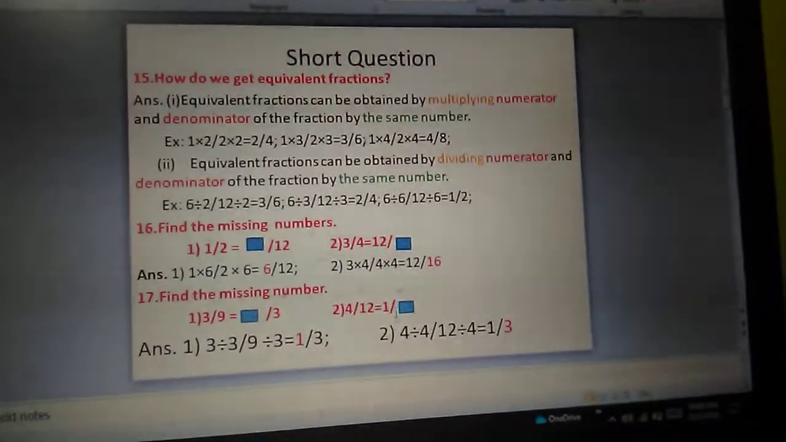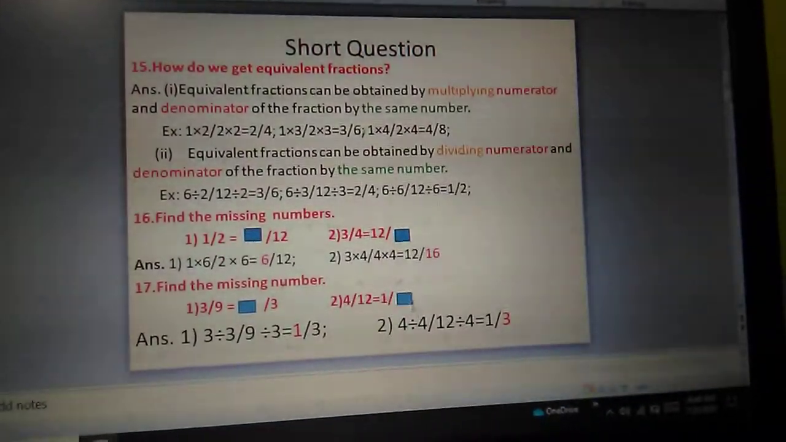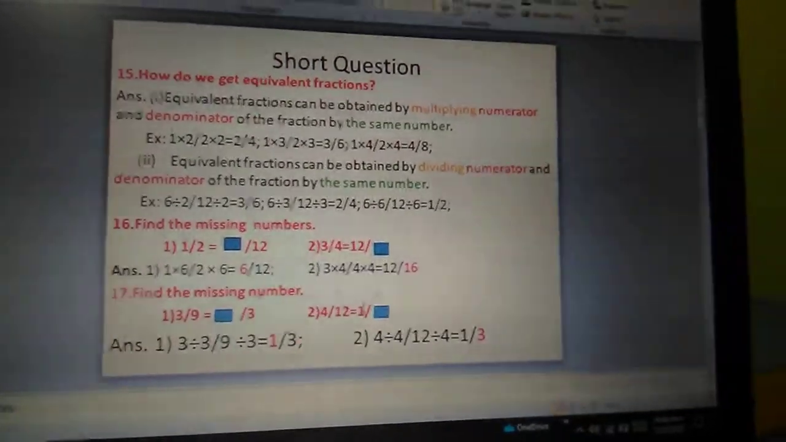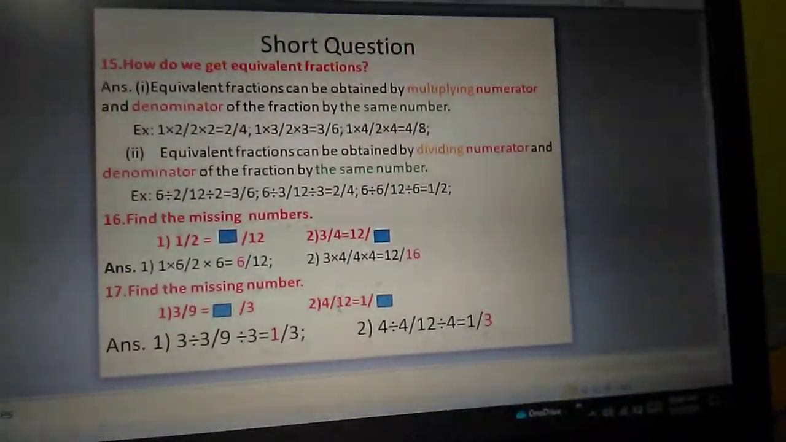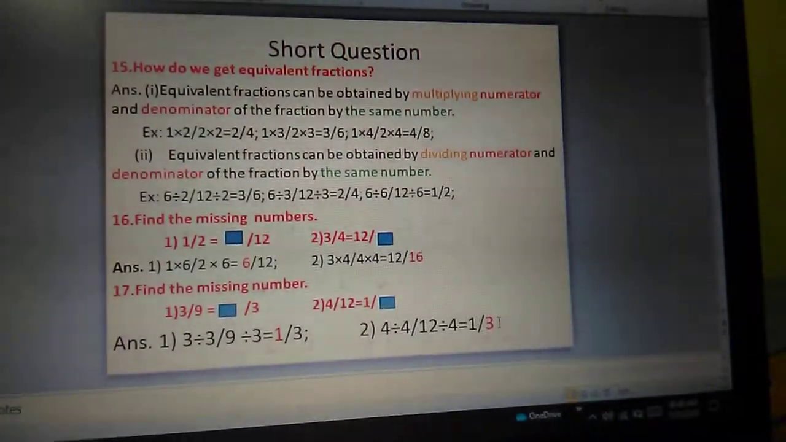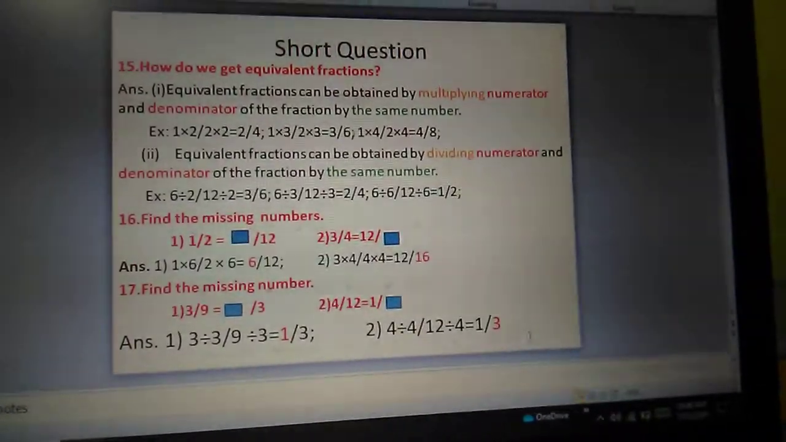So 4/12 is given, and one box is given. So how do we get the missing number? If we divide 4 by 4, then we will get 1. So we divide 4 by 4, then we divide 12 by 4, then we get 3, so it is 1/3. So the missing number is 3.